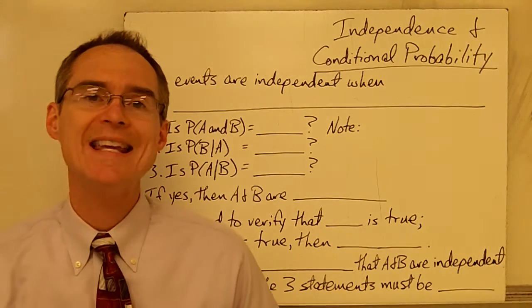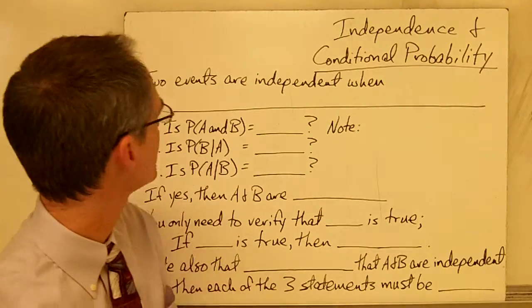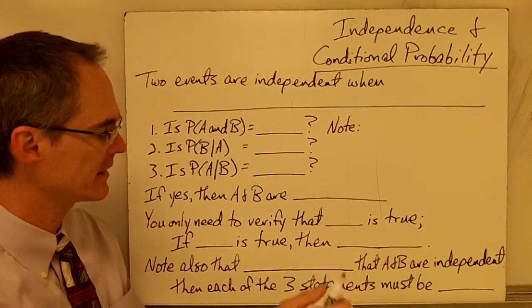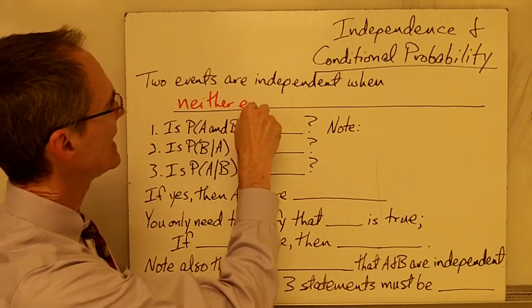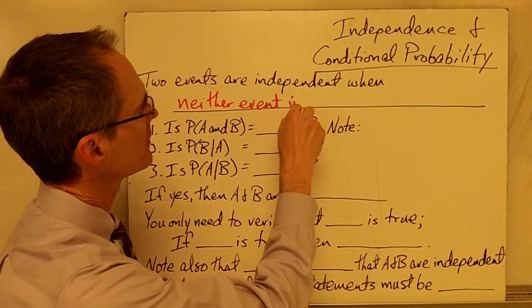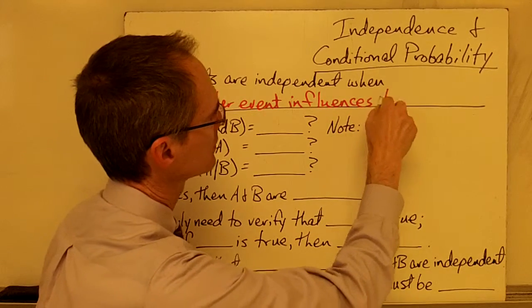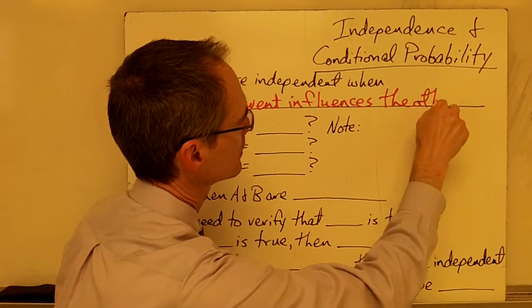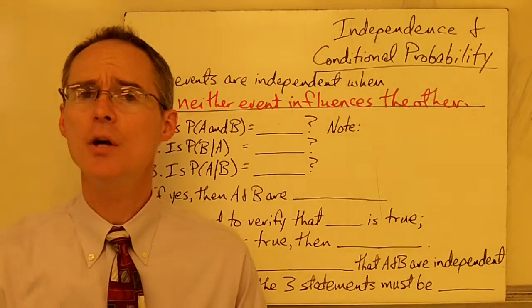Okay, this video is on independence and conditional probability. Now, remember that we say two events are independent when neither event influences the other. And this is usually easy to determine if we know what the events are.